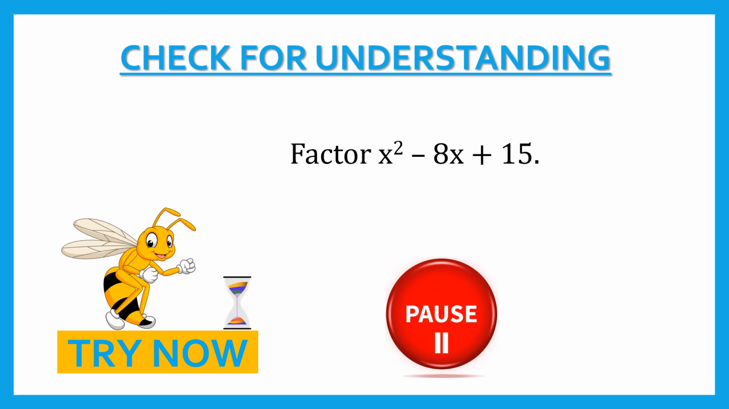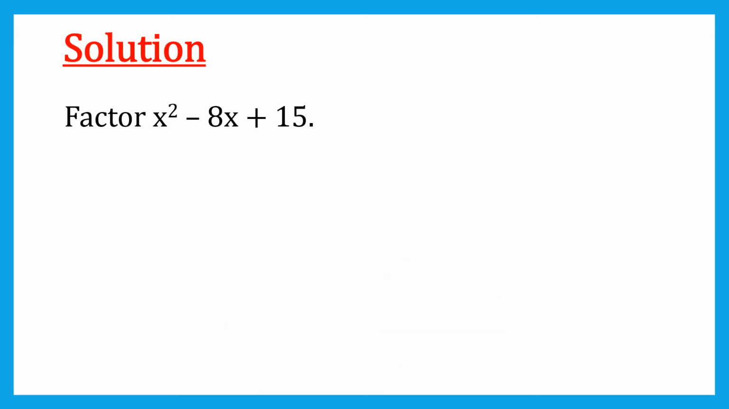Solution. Factor x squared minus 8x plus 15. I want to know what two numbers multiply to give me 15, but when I add them, I get 8. And those two numbers are 5 and 3. So 5 times 3 is equal to 15, and 5 plus 3 is equal to 8.